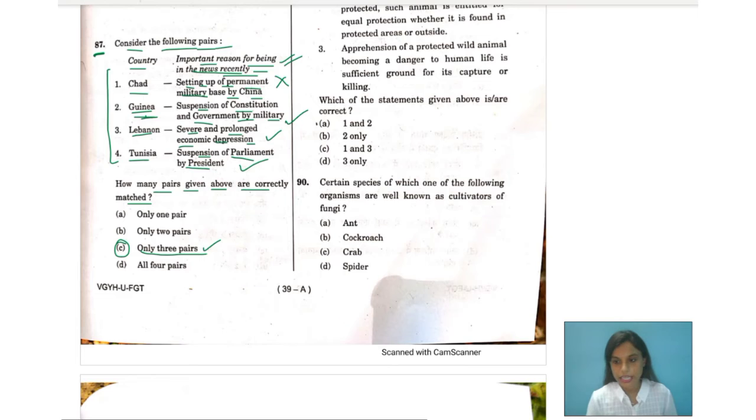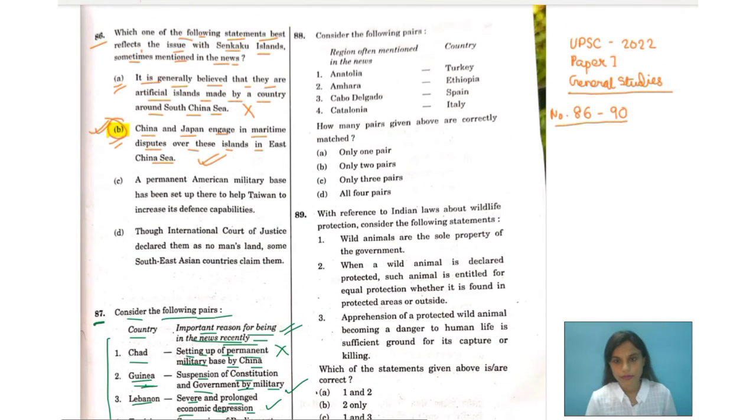Question number 88. Consider the following pairs. Region often mentioned in the news. Once again, they have talked about current affairs, and you need to follow the news channels a lot for these kinds of questions. Very detailed questions they have given, and for that you really need to go through the news and newspapers a lot.